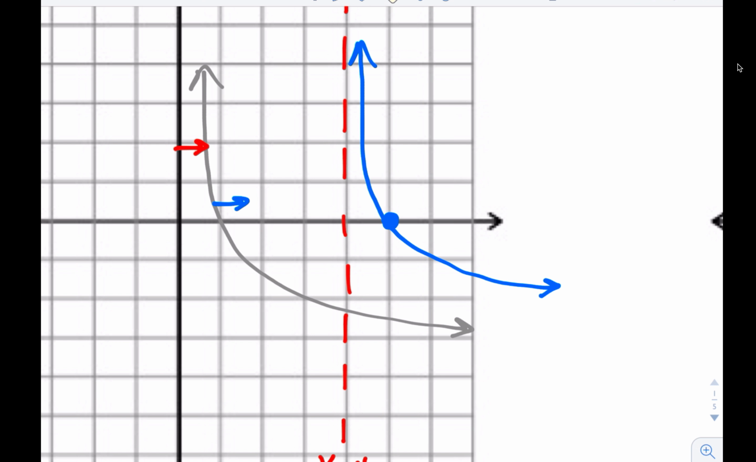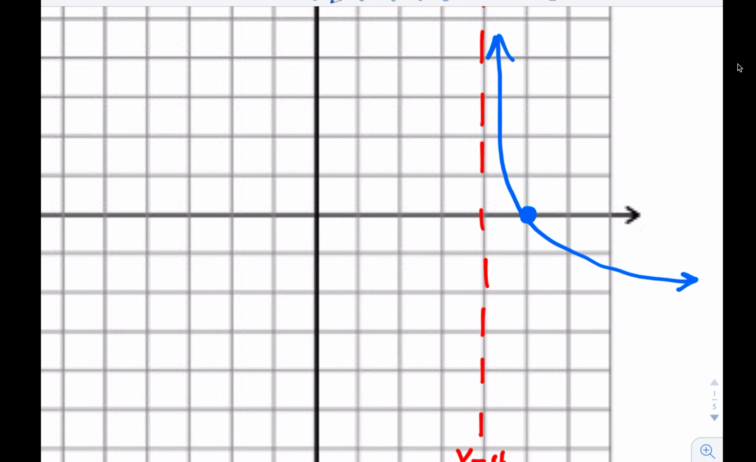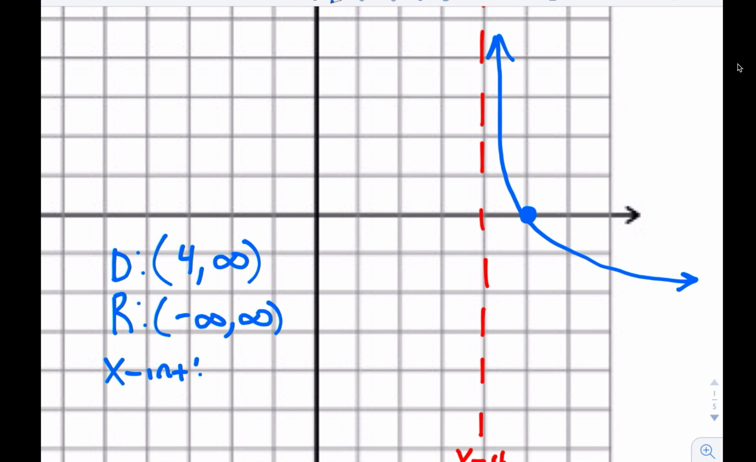So I'm going to get rid of this stuff here. All right, so for the domain now, it's going to go from the asymptote and then to the right. So it's going to be from 4 to infinity. The range is all real numbers. Your x-intercept is (5, 0). Because it's a log graph, I'm going to ask you what the x-intercept is, not the y-intercept. And then the vertical asymptote is x equals 4.